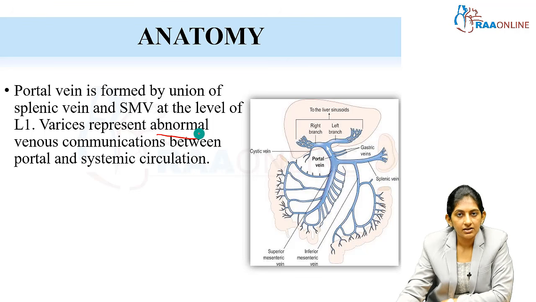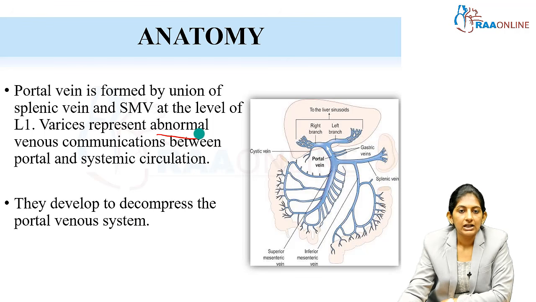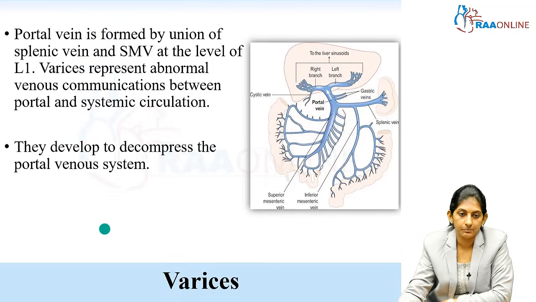So, when do varices develop? When the pressure in the portal venous tract is so high that all the blood from the portal venous tract gets diverted into the systemic circulation. These collaterals or varices develop to decompress the portal venous system because the pressure is so high in the portal venous system.